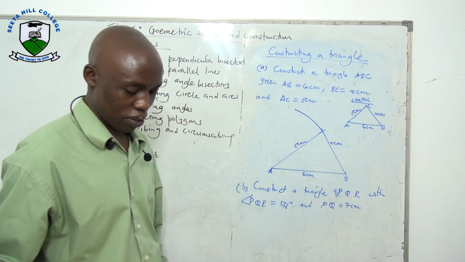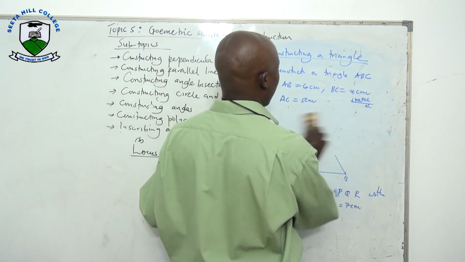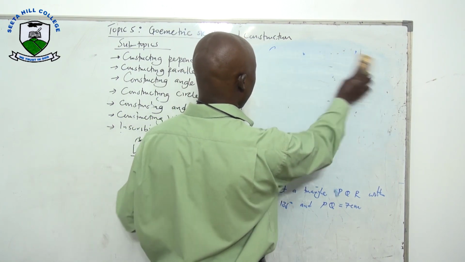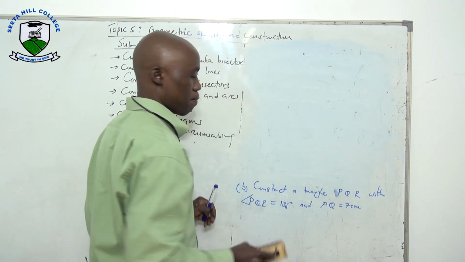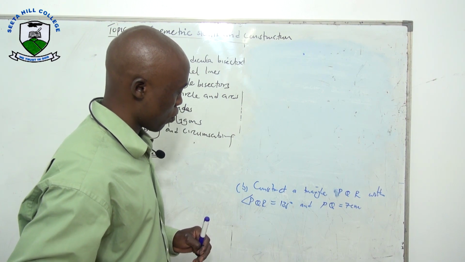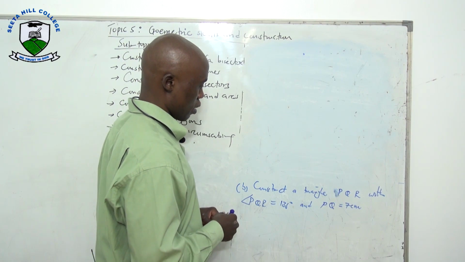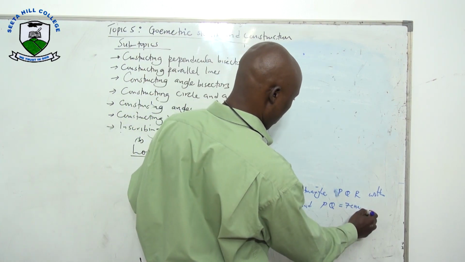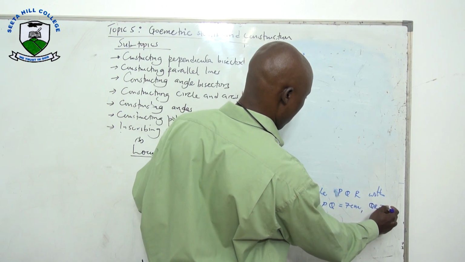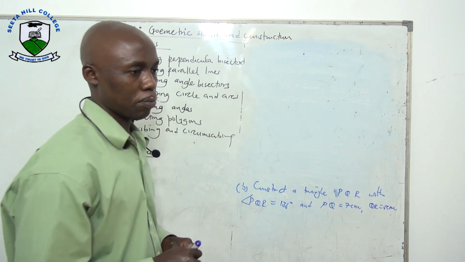That's settled, not so? Now, let me answer part B from here. We have to first construct an angle of 135. PQ is this, and QR is 5 centimeters.